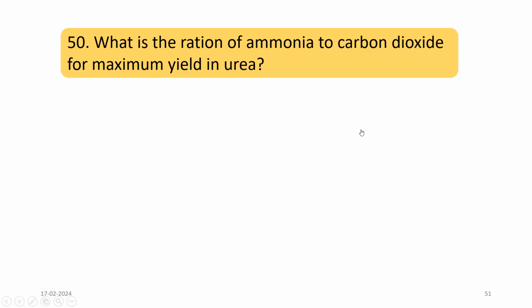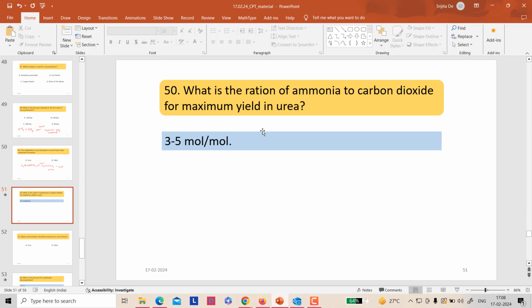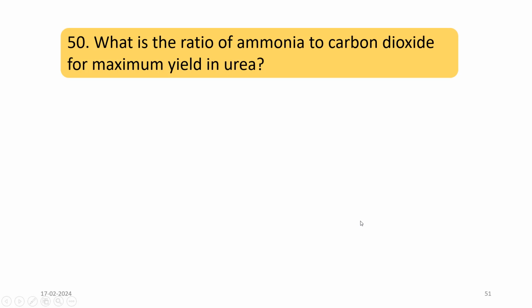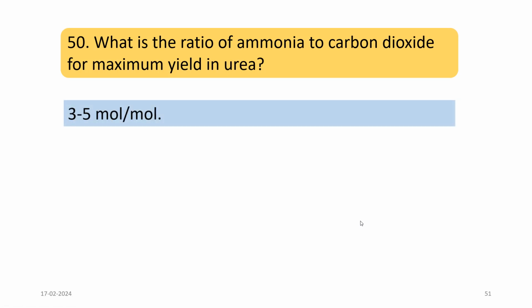Next question is what is the ratio of ammonia to carbon dioxide for maximum yield in urea? It is 3 to 5 mole per mole. So the answer is 3 to 5. If it is more than 5, then urea cannot form. Again, that is a problem. So you have to manage the ratio between 3 to 5 mole per mole.